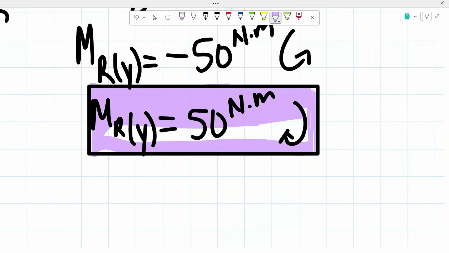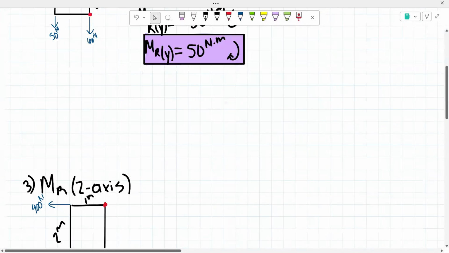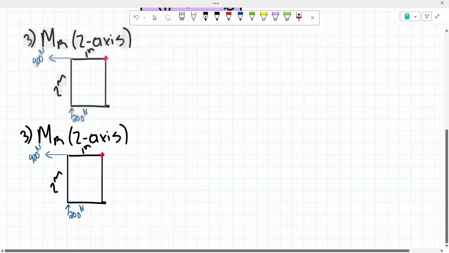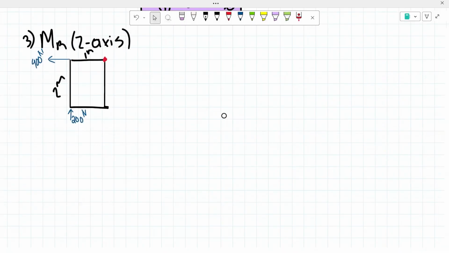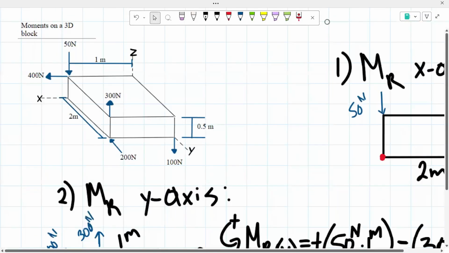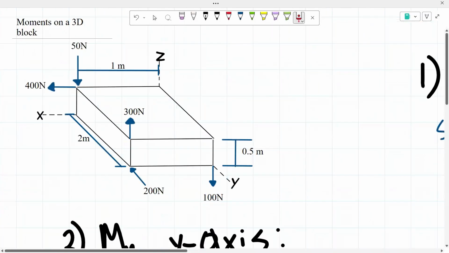So we have now found that resultant moment about the x and the y-axis. So now we just have to do that once more for our z-axis to be completely done with this example. So here we already have our sketch of our z-axis, as you can see. But let's go back to our sketch. So remember, now we're going to be taking that moment about the z-axis. So our z-axis is right here.